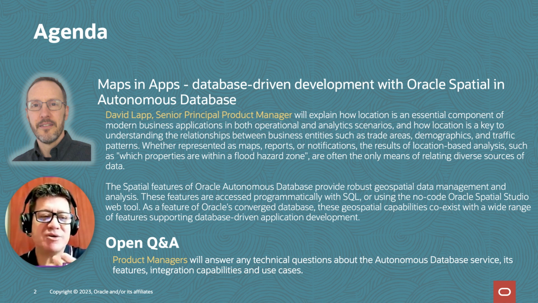But also location is key. So understanding relationships between businesses and entities, areas, and things like that, demographics, traffic patterns, all these things. He's also going to talk about the spatial features in Autonomous Database and show how you can work with it in a programmatic way and also in a no-code way as well, right? So there's the Oracle Spatial Studio.